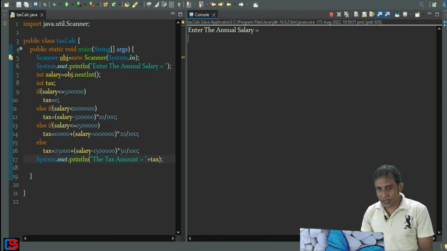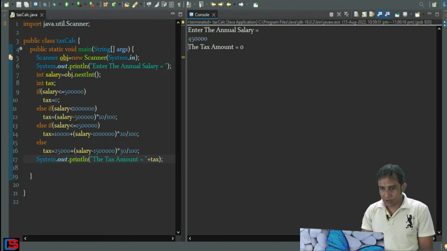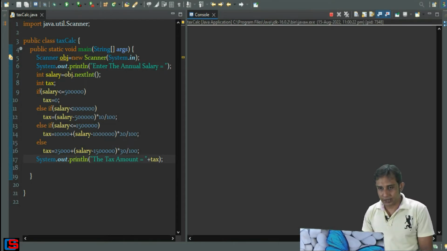Enter the annual salary. Suppose the annual salary is 4,50,000. Let's see, the tax amount is 0 because up to 5 lakhs it is not taxable.